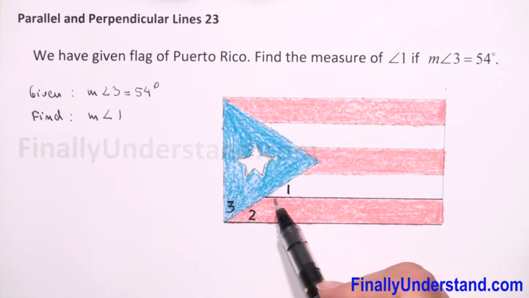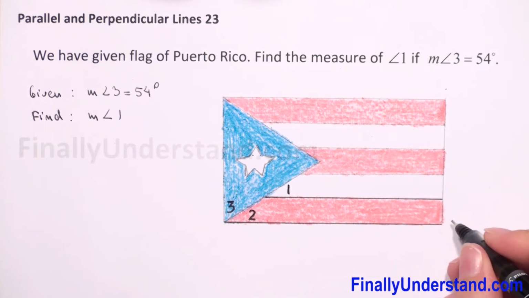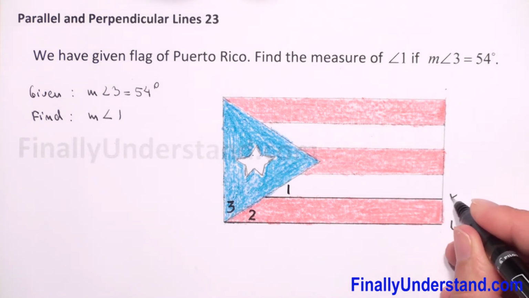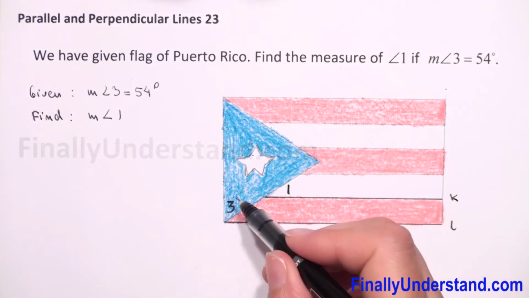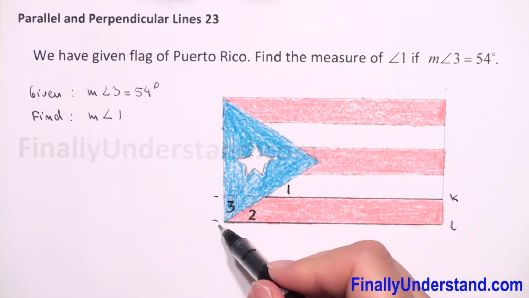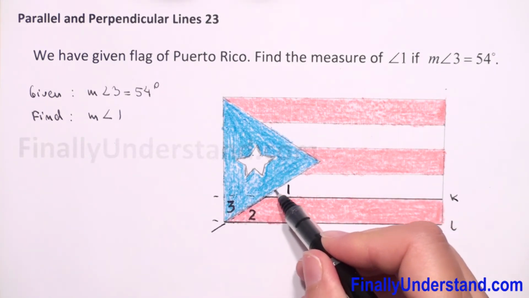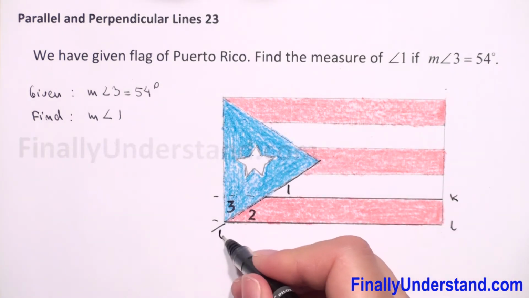We see that these stripes are parallel. So we can write that, for example, this is line L and K. They are parallel. And if you extend these lines, they are cut by a transversal. We can write T.